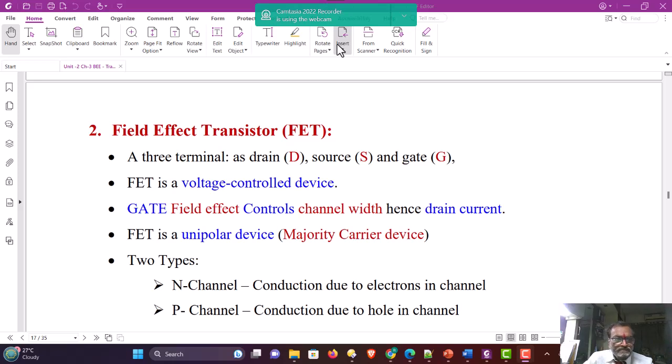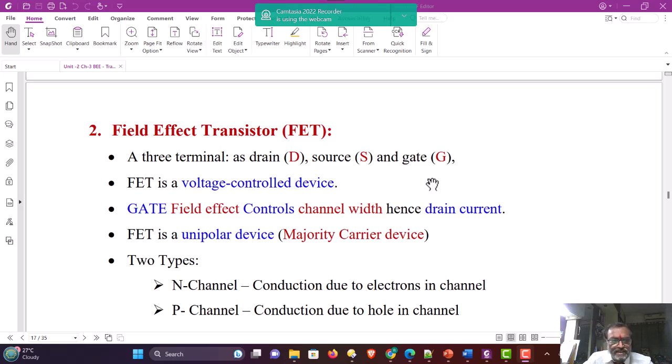Welcome again. Today we are going to study the field effect transistor, also called as FET. Field effect transistor consists of three terminals: drain, source, and gate, denoted as D, S, and G respectively. FET is basically a voltage controlled device.